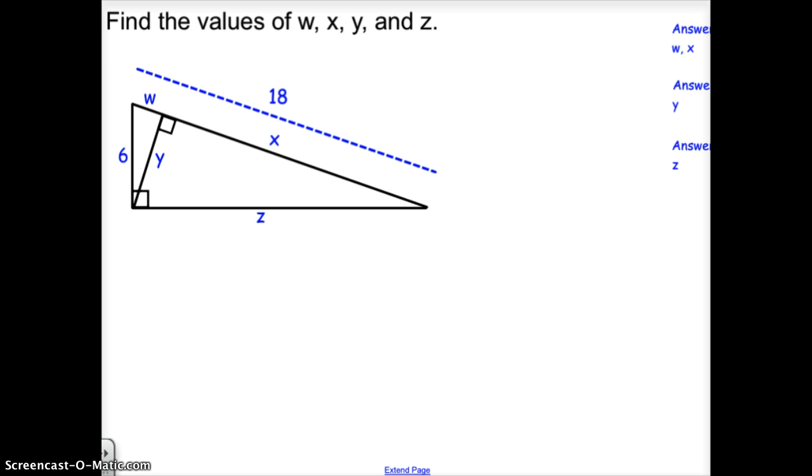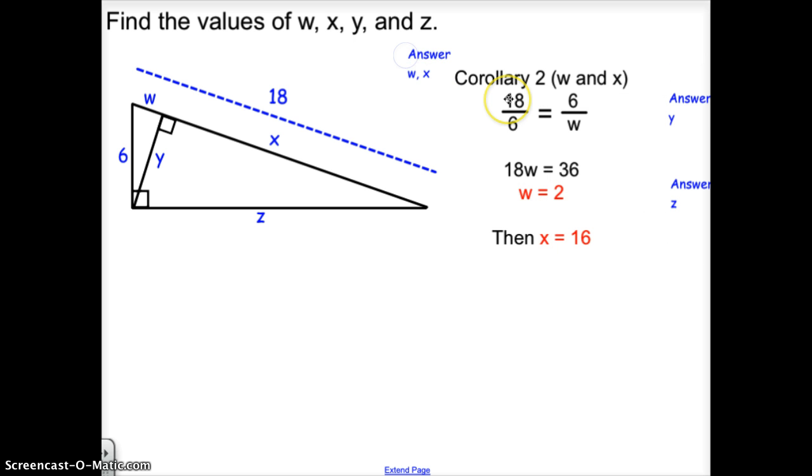Take a second and figure out W, X, Y, and Z based on the fact that you know the right triangle exists and also that Y is the altitude that you see. Okay, for W we have the following proportion. 18 is the hypotenuse of the large triangle, 6 is the hypotenuse of the small triangle. 6 is the short leg of the large triangle, and W is the short leg of the small triangle. Therefore, when we cross multiply, we find that W equals 2, and therefore X, which is the remaining of the segment of 18, would be 16.